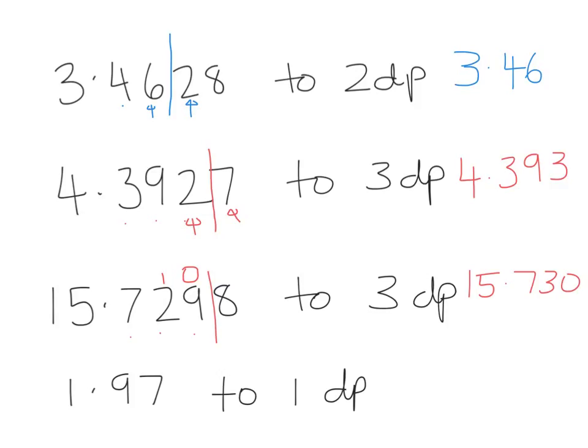And then if I want to round 1.97 to 1 decimal place, I'll put my line in after one digit after the decimal point. That 7 is going to need to tell me to change up. So in the same way as we did above, it's like that 19 is becoming a 20. I get 2.0 to 1 decimal place.